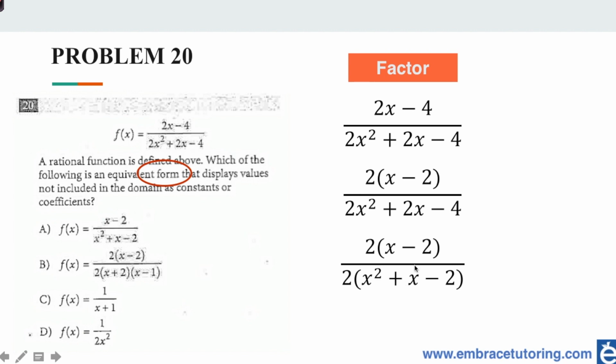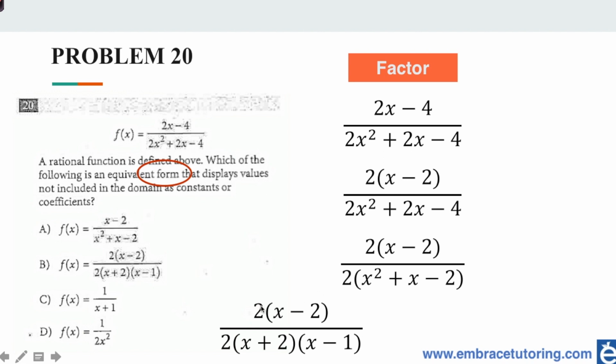So which two values when multiplied together will give me a negative 2, but when added together will give me a positive 1? That will be a positive 2 as well as a negative 1. And my overall expression should be 2 times x minus 2 in my numerator. And then on the bottom, I should have 2 times x plus 2 multiplied by x minus 1 in my denominator.